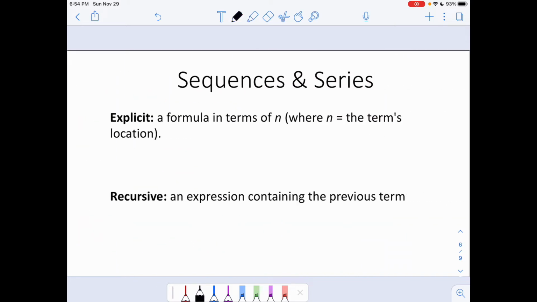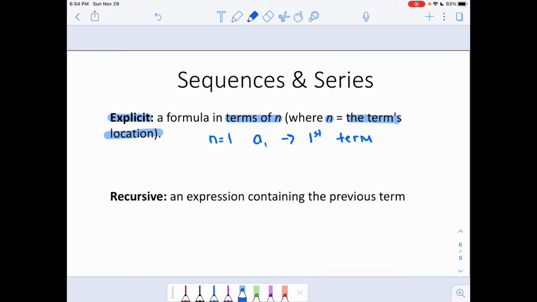There are two ways that we can write the formulas for a sequence. The first kind is called explicit formula. This is a formula written in terms of n, where n is the term's location, meaning if you see n equals 1 or a sub 1, that means we're looking for the first term.